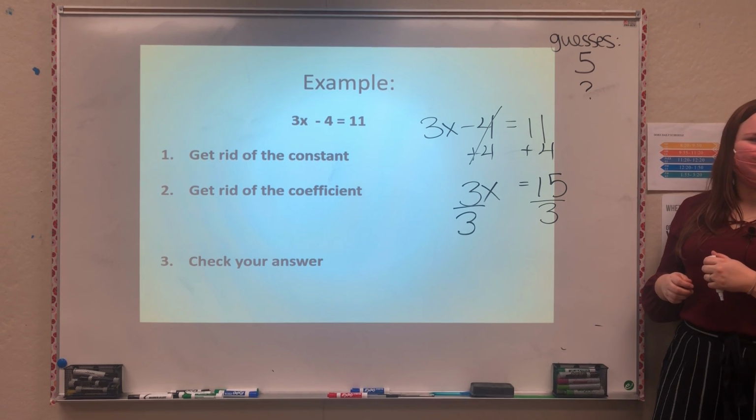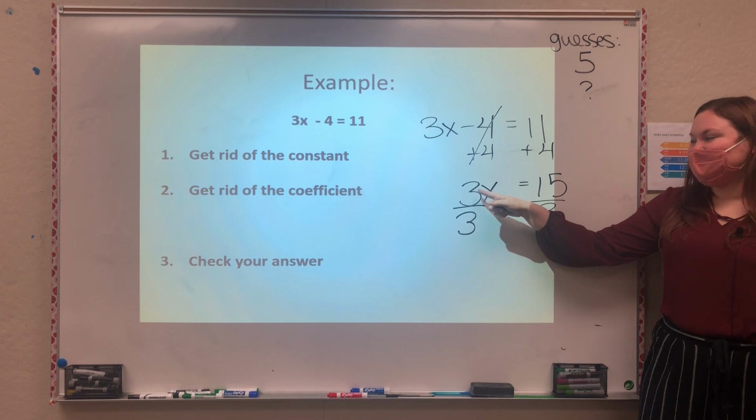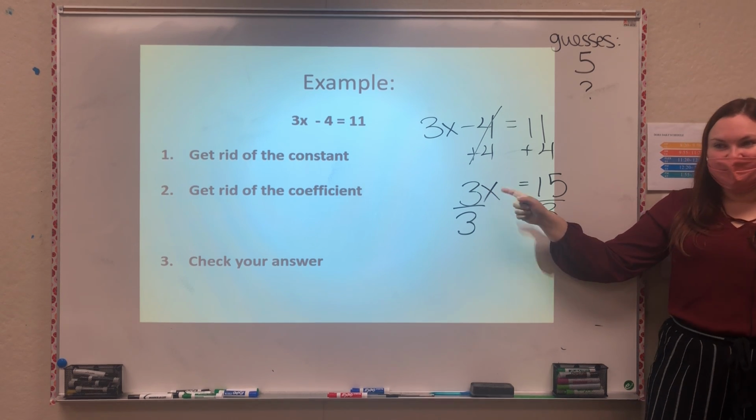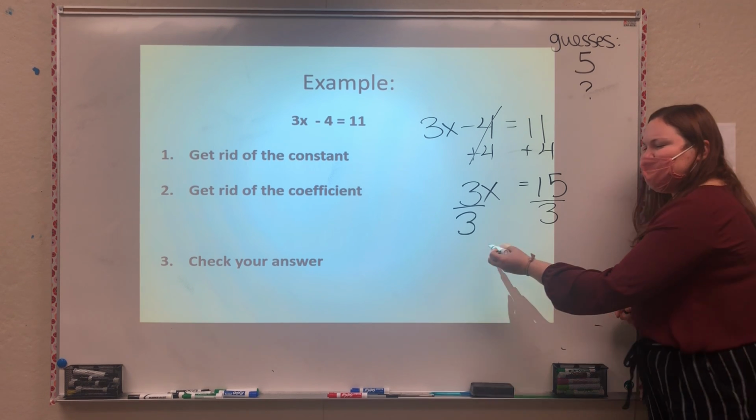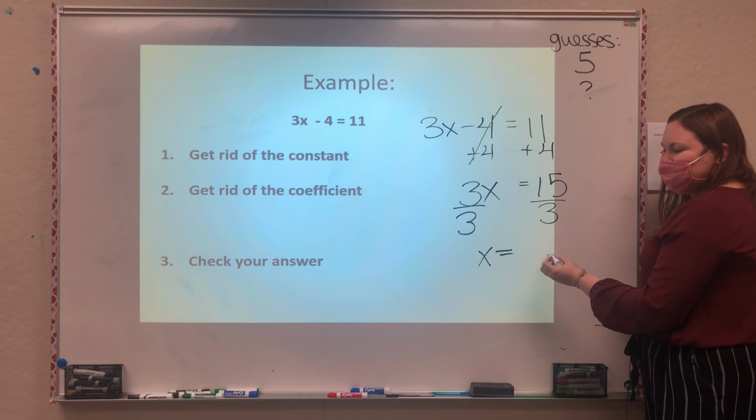Because it's a multiplication. Yep, it's a multiplication right here. That 3 times x, so we're doing the opposite. Same thing we set up here. So when I go to divide by 3, I think you already said it, we get x equals 5.